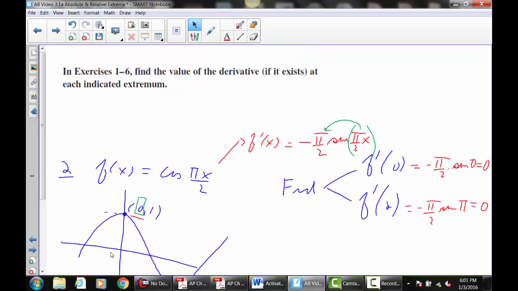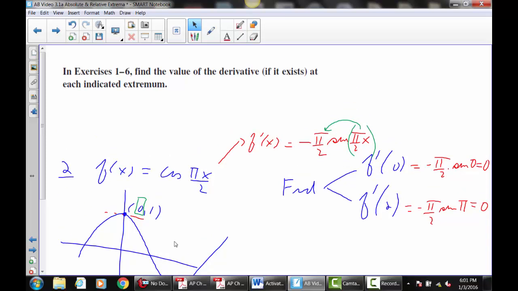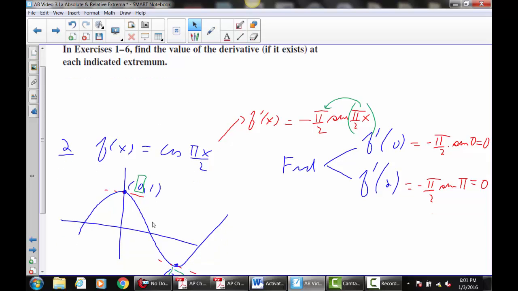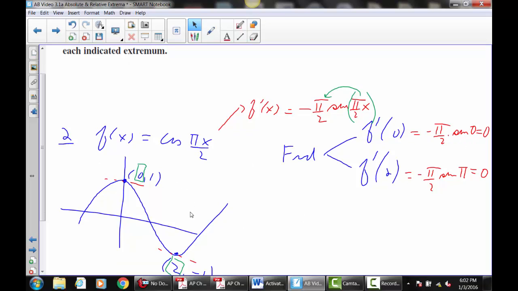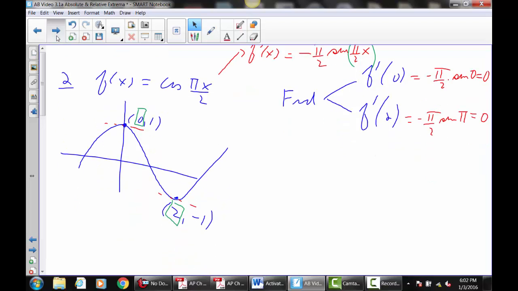Okay, so in this case, they're going to give you graphs. They're going to say find the value of the derivative if it exists at each indicated extremum. They're going to actually put a big dot and label the point where there is an extremum, and they're going to ask you what the derivative is. So the derivative of this function is, by the chain rule, negative sine of pi over 2 x times pi over 2. At 0, sure enough, you get an answer of 0, which it looks like there is a slope of 0. And at 2, you also will get an answer of 0.